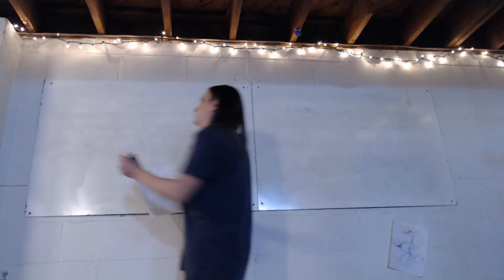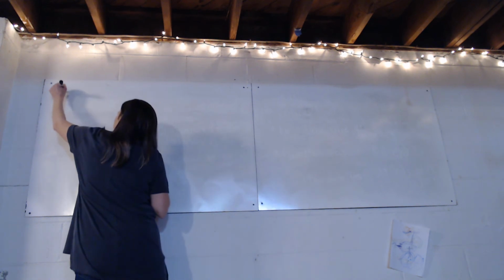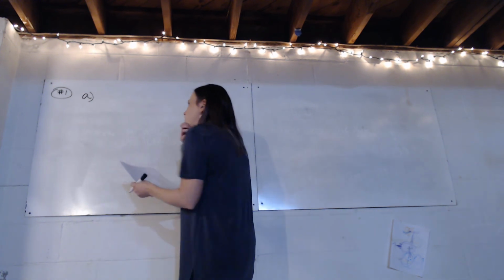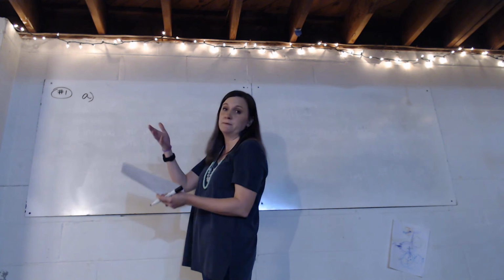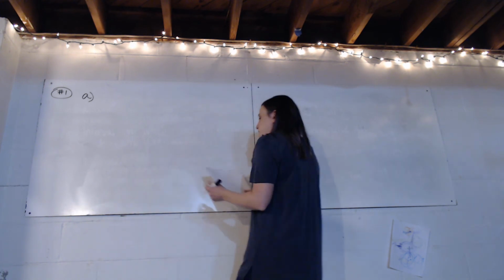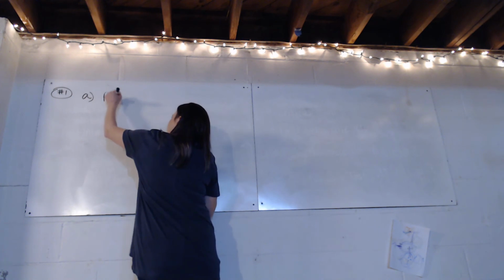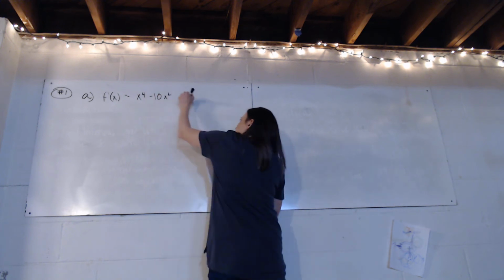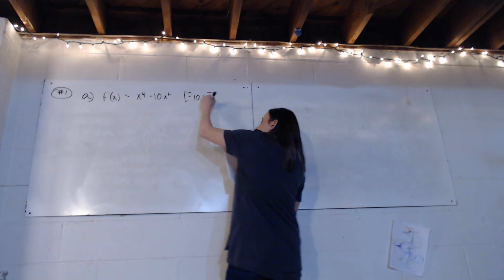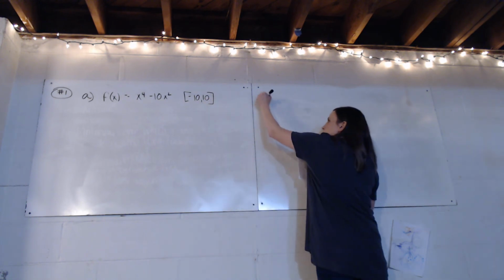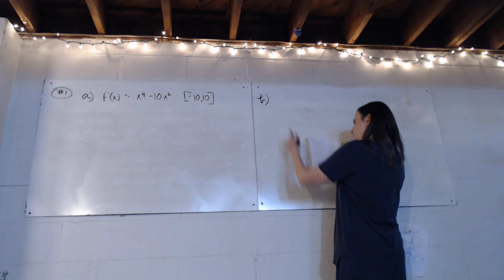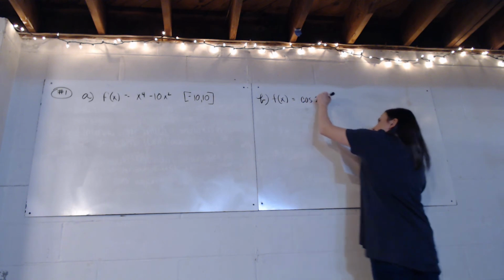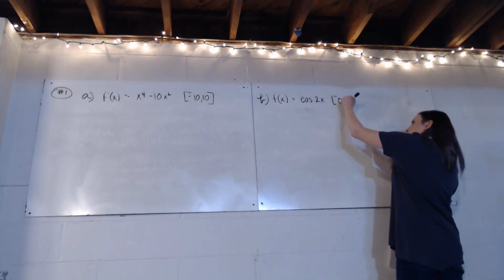Okay, so the first problem had 2 functions. So this is number 1. For each function, I asked you to find the maximum and minimum value, if they exist, on the closed interval. So function A was f of x is equal to x to the 4th minus 10x squared over the closed interval negative 10 to 10. And function B, we'll just end up doing it on this board, was f of x is equal to the cosine of 2x over the closed interval 0 to pi.